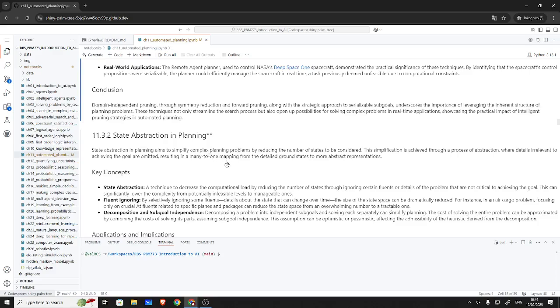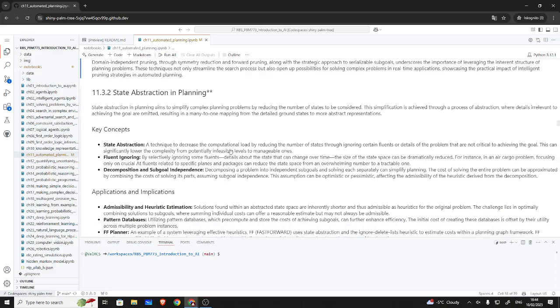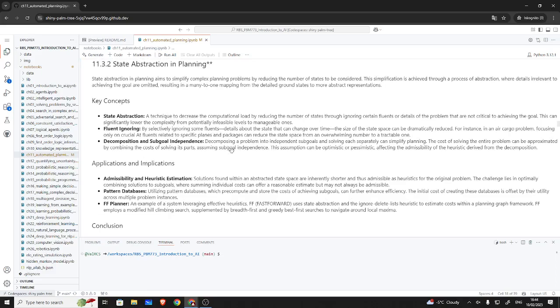But the way it's usually done is by decomposition. Define independent subgoals, a divide and conquer approach, basically. You solve smaller subproblems, and of course that assumes that each subgoal is independent. So it would not work if you have a subgoal that depends on something else. So this could be optimistic.